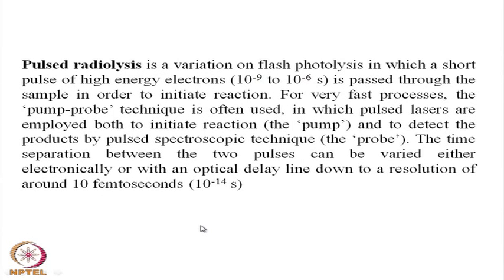There is another variation of flash photolysis, which is also used for studying fast reactions. This is called pulsed radiolysis. In it, a short pulse of high energy electrons, with duration 10 to the power minus 9 to 10 to the power minus 6 second, is passed through the sample in order to initiate the reaction.